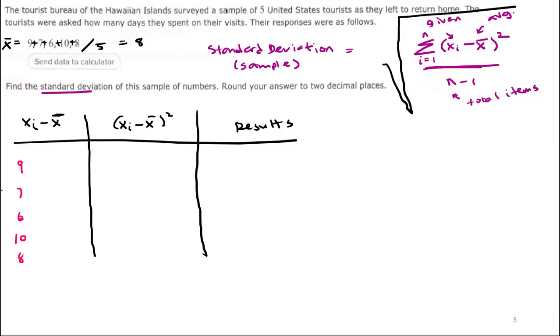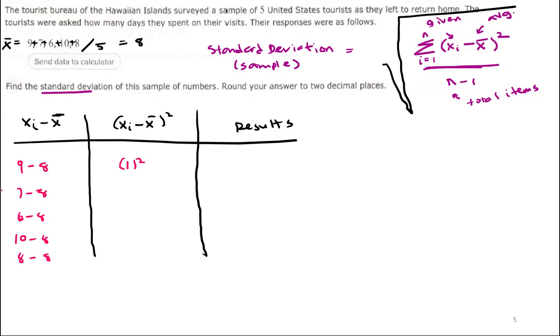Subtract x bar, the average. So we're going to take 9 minus 8, 7 minus 8, 6 minus 8, 10 minus 8, and 8 minus 8. Let's calculate the result. 9 minus 8 is 1. And what does it want us to do? It wants us to square it.